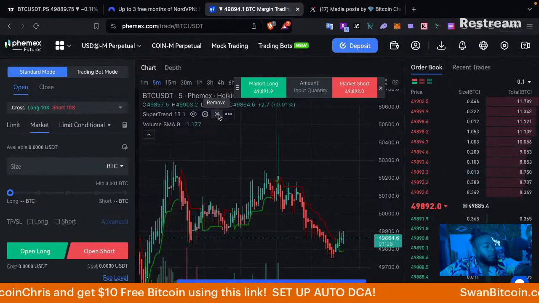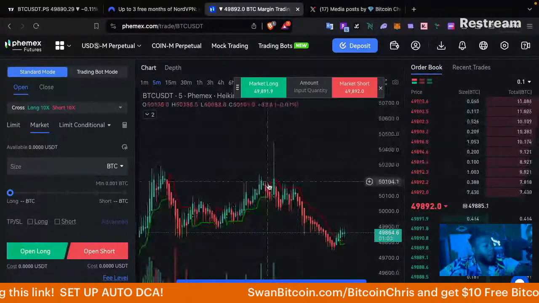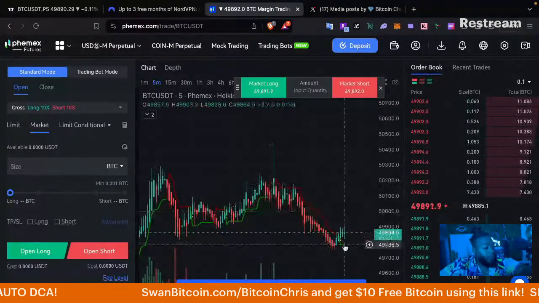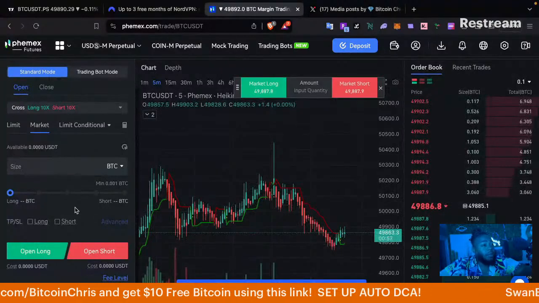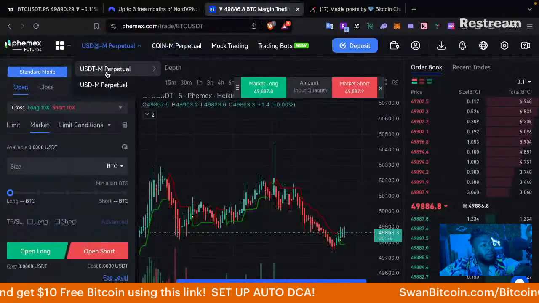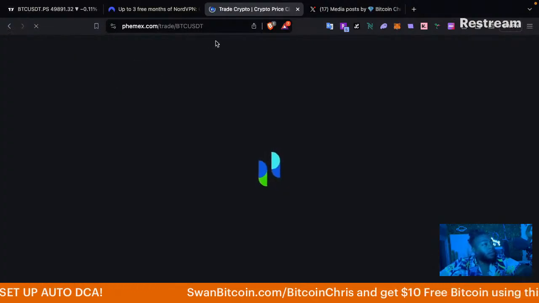Okay, yeah, I do have Super Trend on there. Wow, it's been a long time since I've been on this app. All right, boom, downtrend. You see Super Trend. I don't use Super Trend, but some people do. Pretty dope. All right, so as you can see here, USDT perpetual.